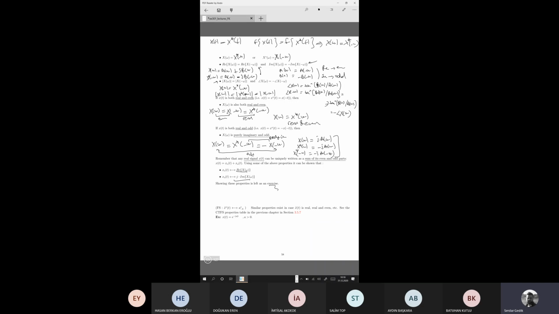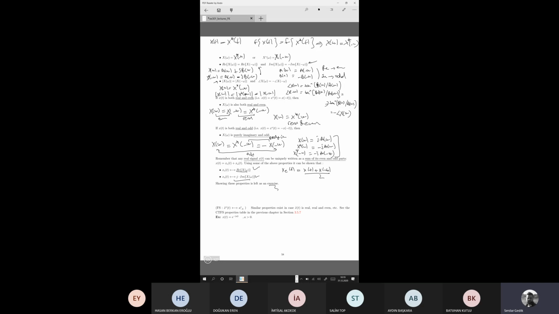Well, you know how to write x even of t. X even of t is x of t plus x of minus t over 2. So you know this very well. So by using this property, you can show this and the other as well. So in the next exercise, I will use this property.